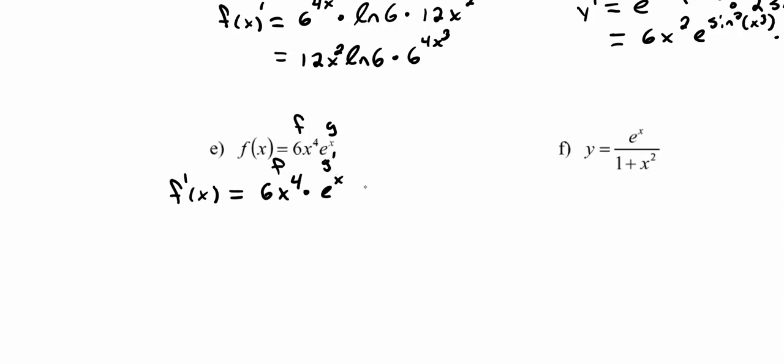So that was g prime, plus now the derivative of f, which would be 24x to the power of 3, and then g, so e to the x again. So this was my f prime, and that was my g. Now it looks like I could factor some things out of this. So I can factor out an e to the power of x, and then 6x to the 3. So 6x to the 3, and then what I'd be left with would be x plus 4.